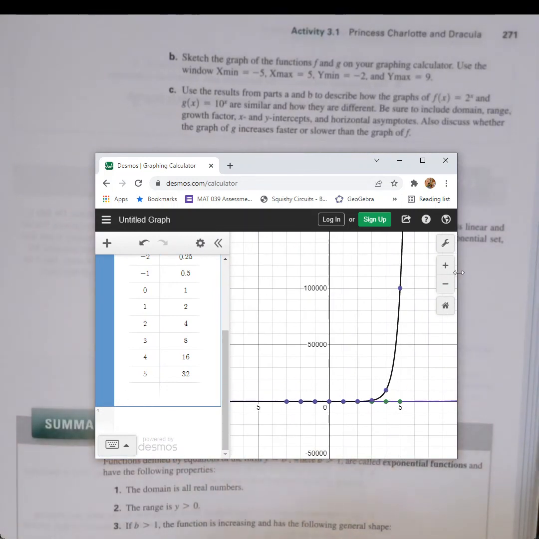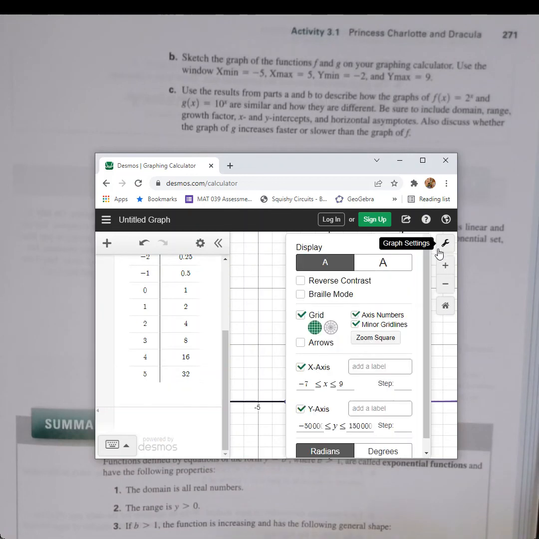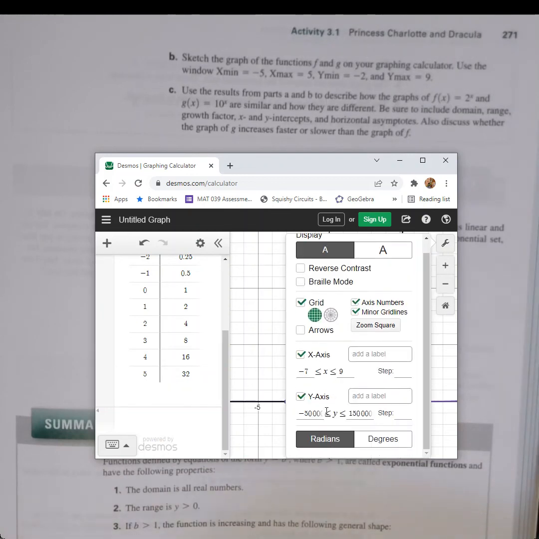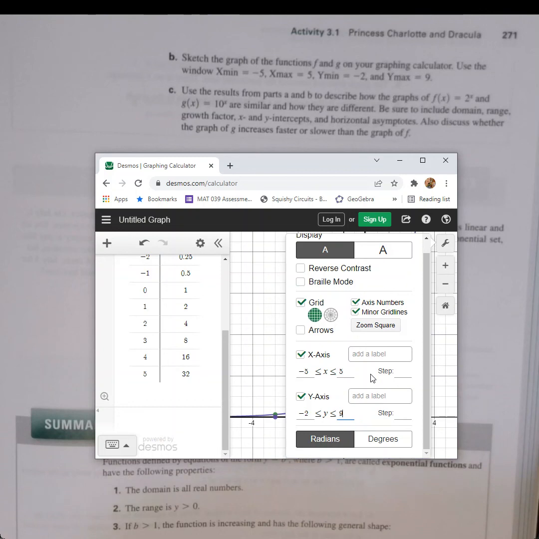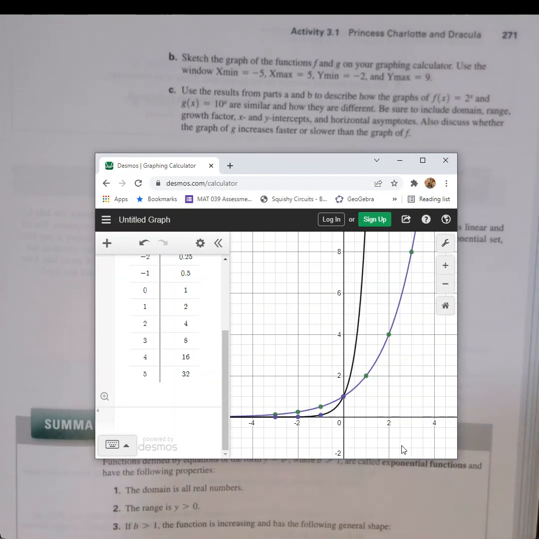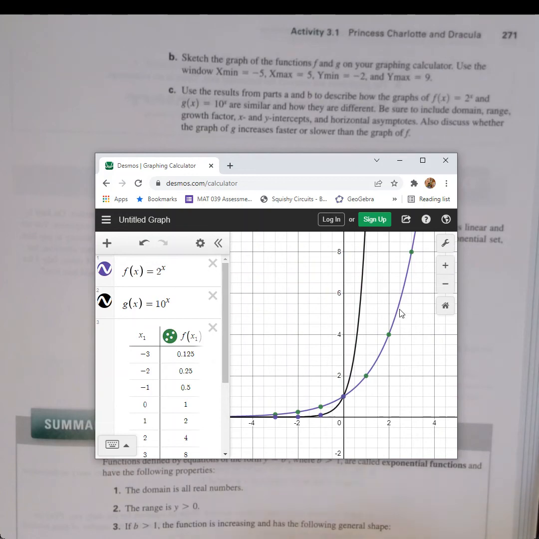And hold on, it wants me to maybe not zoom fit because that made it 10,000. That's so large. Let me go ahead and use the window that they've suggested: -5 to 5 on x and -2 to 9 on y. Okay, so I can see my two functions. This one that is lower is the 2 to the x function. This one that is higher is the 10 to the x function.